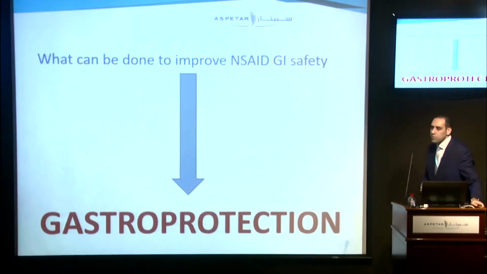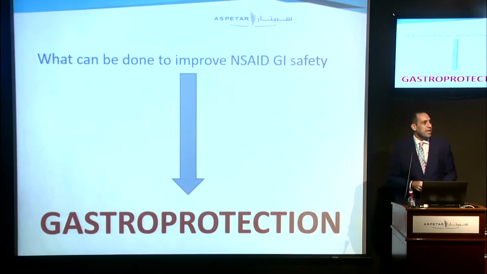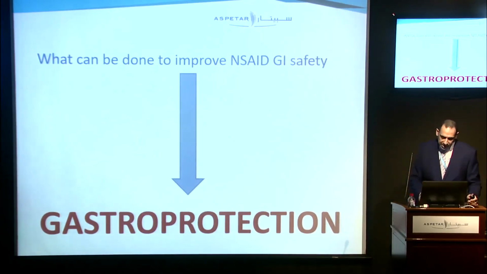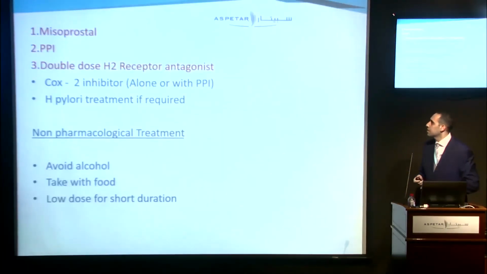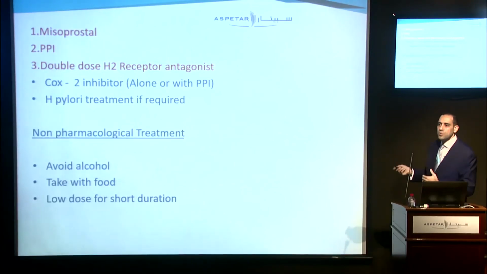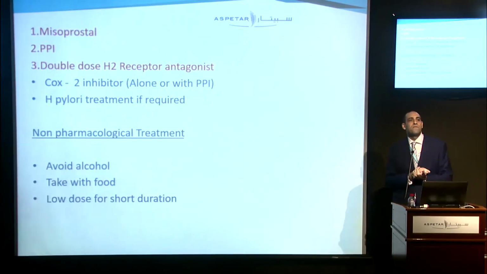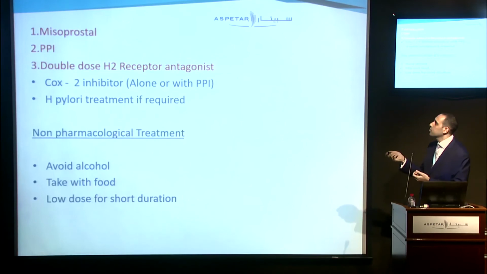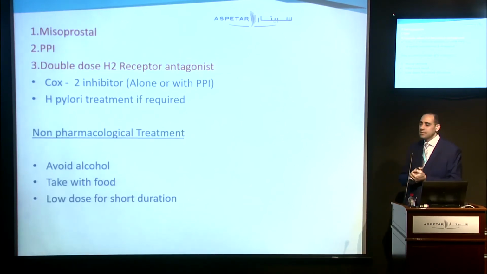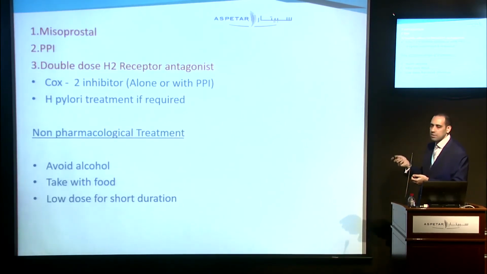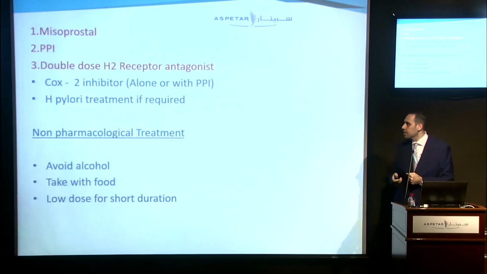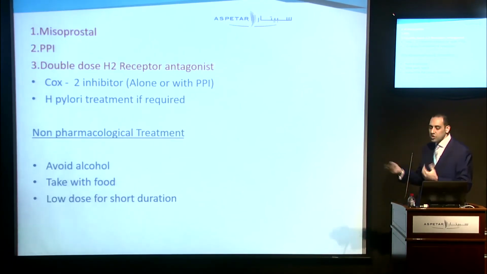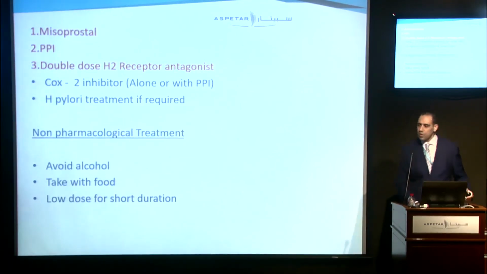What can be done to improve the GI safety is to provide gastroprotection by providing gastroprotective agents. And of course, we will consider these gastroprotective agents, again, depending on the presence of risk factors, such as misoprostol, which is a synthetic prostaglandin, proton pump inhibitor, and H2 receptor antagonist, COX-2 inhibitor that can be given alone or with a PPI, and finally, H. pylori treatment if needed by giving the triple or the quadruple therapy.